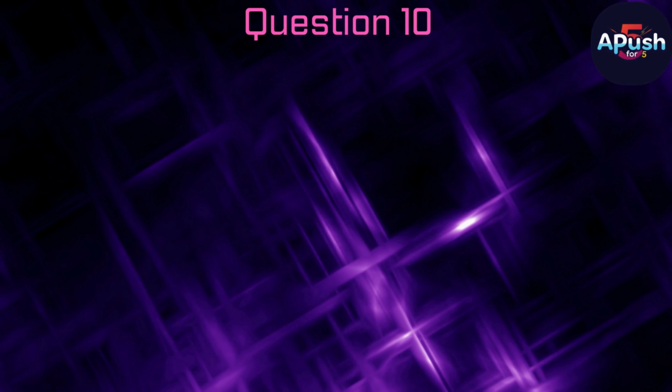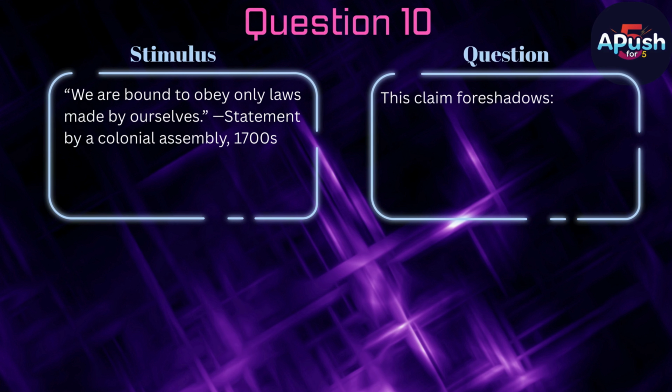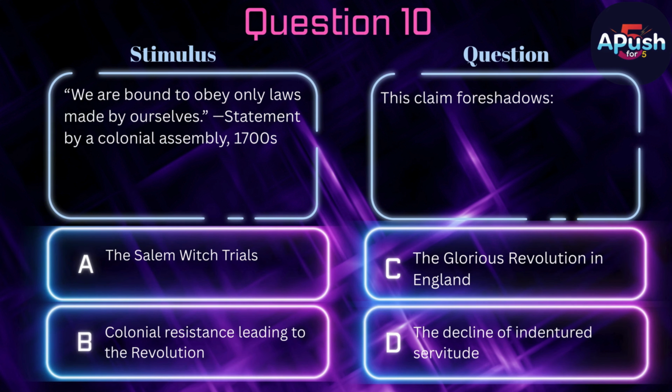Question 10. Stimulus. "We are bound to obey only laws made by ourselves." Statement by a colonial assembly, 1700s. Question. This claim foreshadows A. The Salem witch trials, B. Colonial resistance leading to the Revolution, C. The Glorious Revolution in England, D. The decline of indentured servitude.